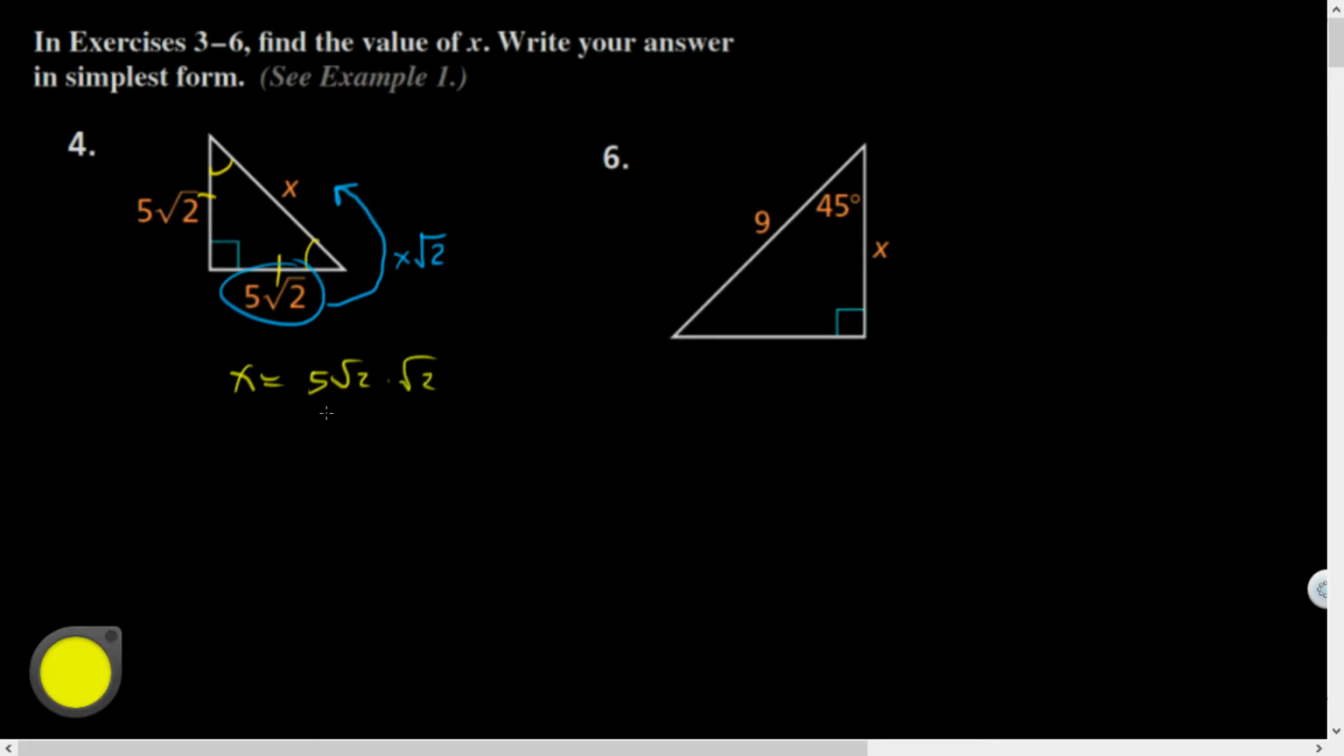Thank you. 5 root 2 times root 2, that's 5 times 2, which is 10. So the hypotenuse here is 10. Nice. All right, how about this one?